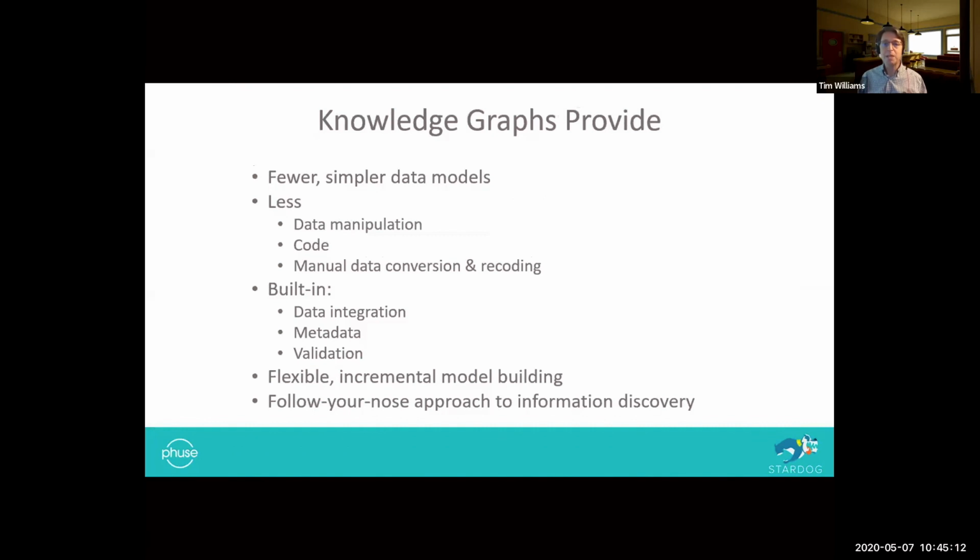To wrap up, some key points about what knowledge graphs bring to the table, not just for pharma. Fewer and simpler data models that represent real-world context. Less data manipulation, less programming code, less manual data conversion. Data integration, metadata, and validation can be built in. The model is flexible and incremental. You can build your solution over time. Land and expand your knowledge graph project. And don't forget the benefits of the follow your nose approach to information discovery.